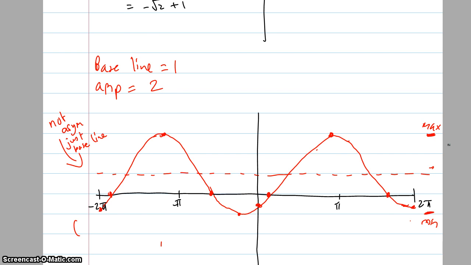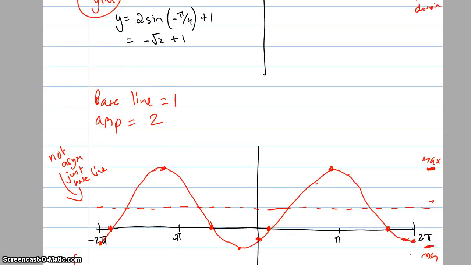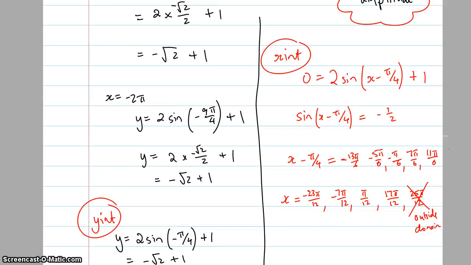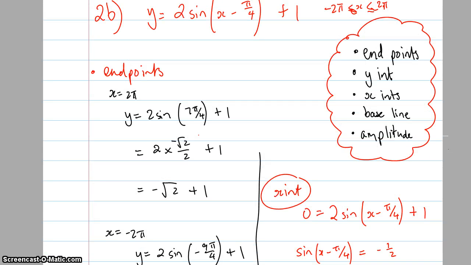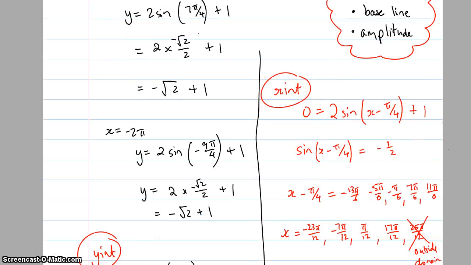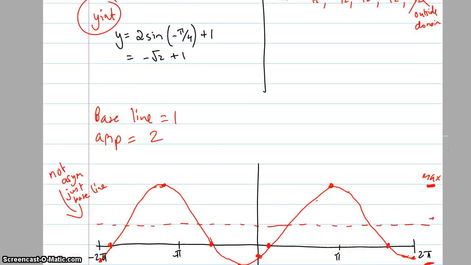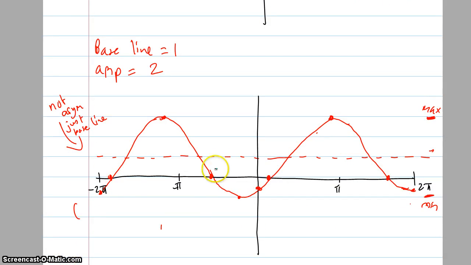So there's a lot of work involved in this question. Probably 5 minutes worth of work really. But the way I'd go through it is I'd get my endpoints, my y-intercept, my x-intercepts, my baseline, and amplitude to get the minimum and maximum, and then I just put all that stuff down there, and put the minimum and maximum in between the x-intercepts, and then hopefully I've got something that resembles the graph there.